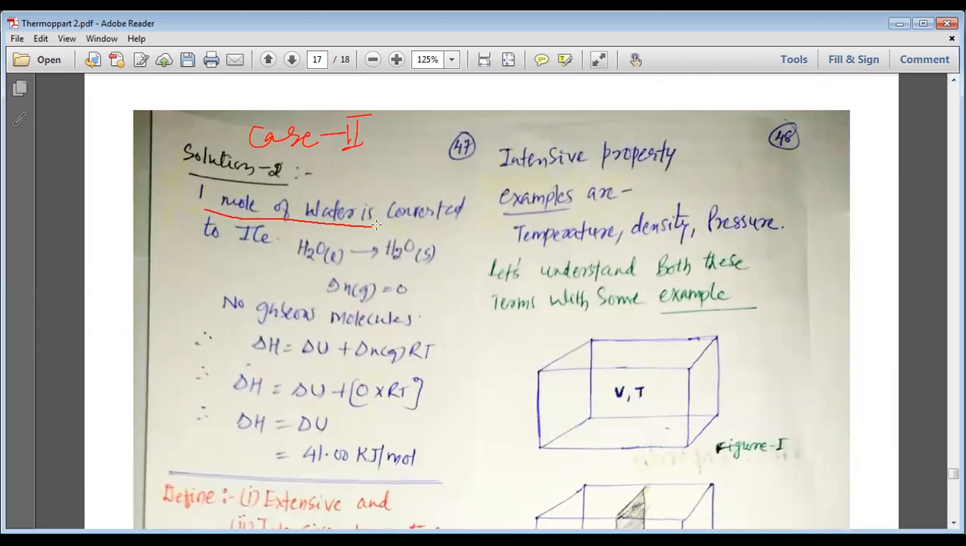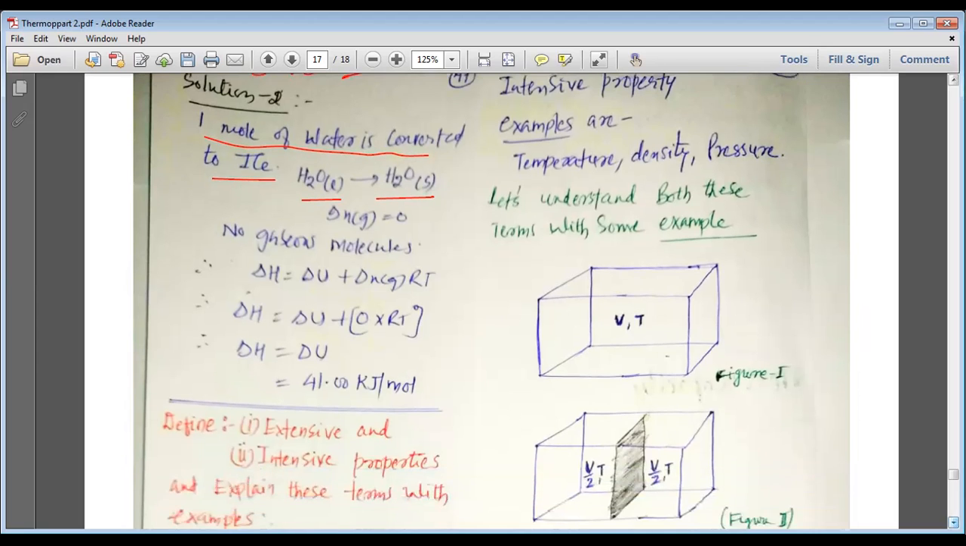In case number 2, 1 mole of water is converted to ice. That means H2O liquid turns into H2O solid. Here there are no gaseous reactants or products. One is liquid water, another is solid ice, and that is why delta n gas is equal to 0. We have already discussed, my dear students, that if only solids or liquids are involved during the chemical change, there is no real difference between the change in internal energy and the change in enthalpy, and that is why here your delta n gas is 0.